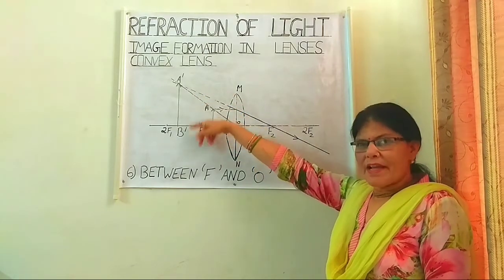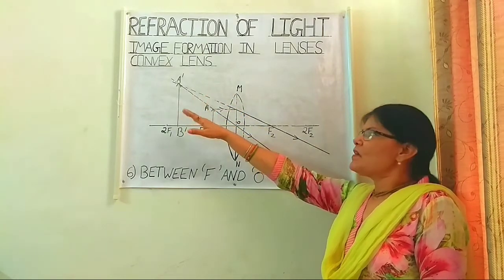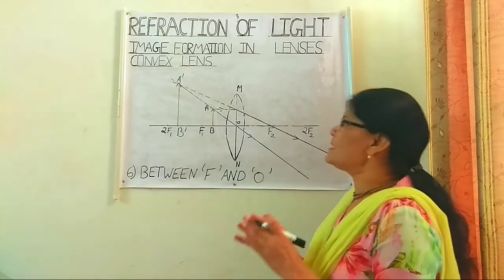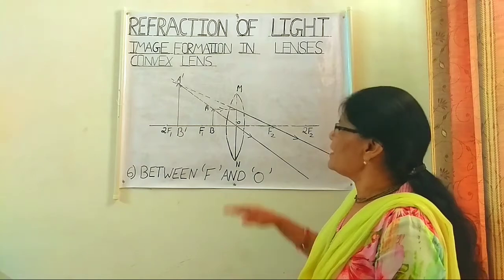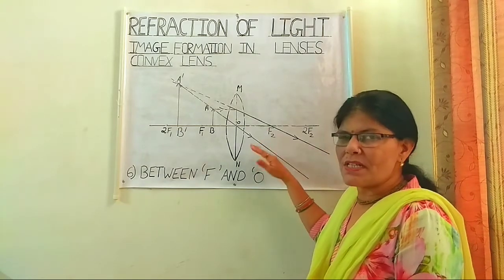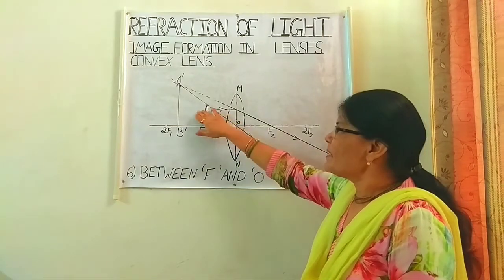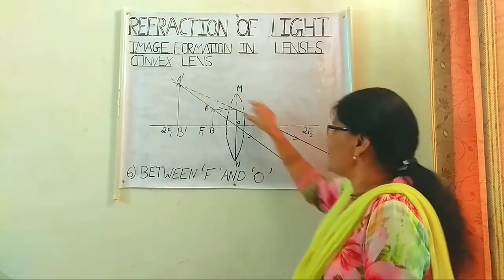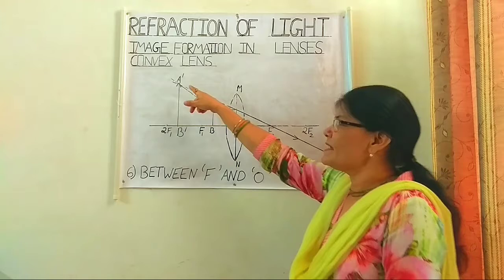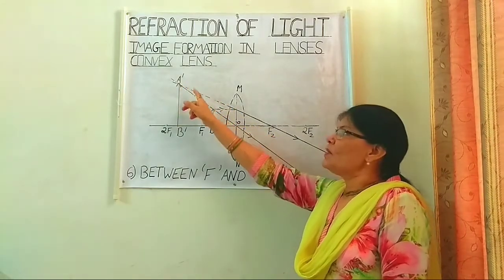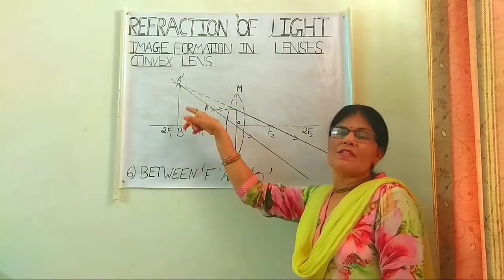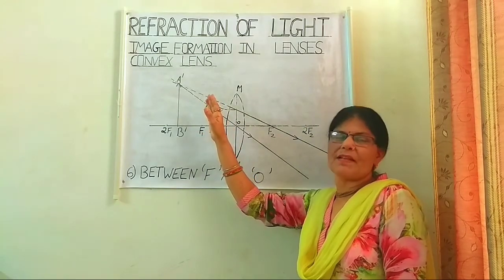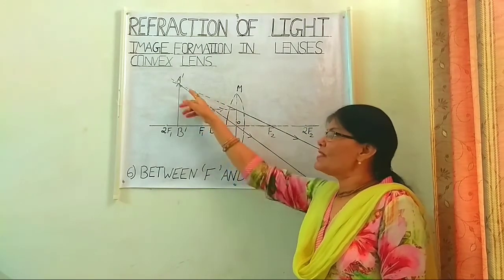In the rest of the cases, when our object is at different places, we have seen that our image is inverted and real. But this image is virtual because we have extended these lines. They are not meeting as it is. We have extended these lines in the direction. So this image formed is virtual and erect. This is not a real image. This cannot be obtained on a screen. So this is a virtual image, but this is an erect image.